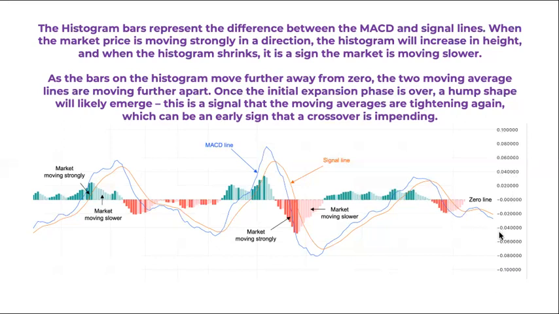Dark colored bars means market is moving strongly. Light colored bars means market is moving slowly. That's all there is to know. Green bars means bullish, uptrend. Red bars means bearish, downtrend. That's it. Be simple, guys. Think simple. If no questions, I'll continue.